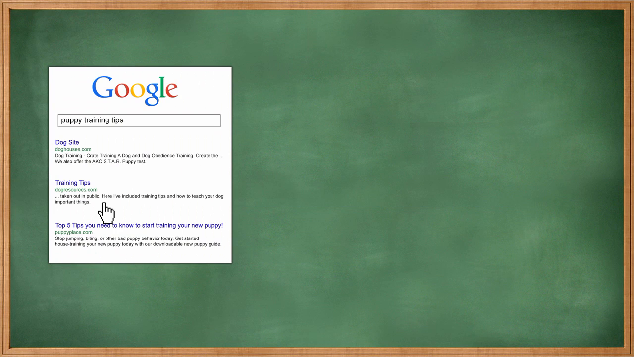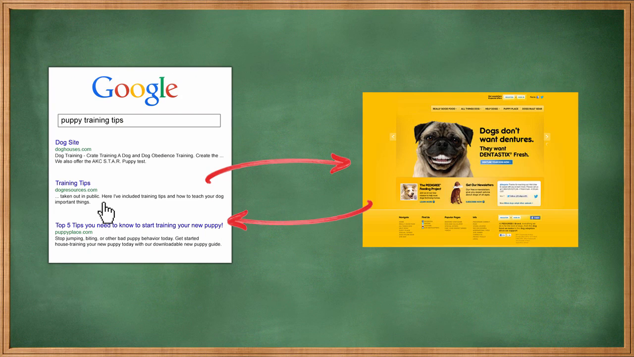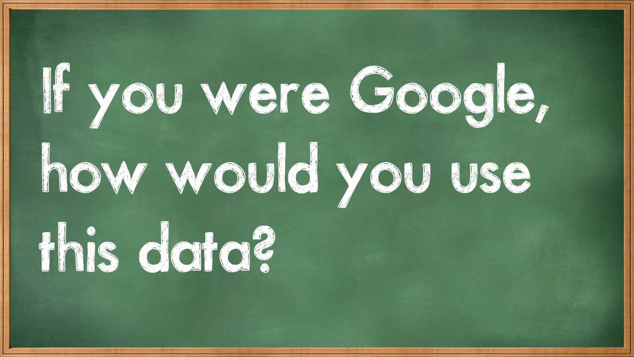What is pogo sticking? If a user clicks on a web page link from the Google search results page, doesn't like what he sees there, and comes right back to Google and clicks something else, this is called pogo sticking. Pogo sticking is bad. So ask yourself this question. If you were Google, how would you use this data?